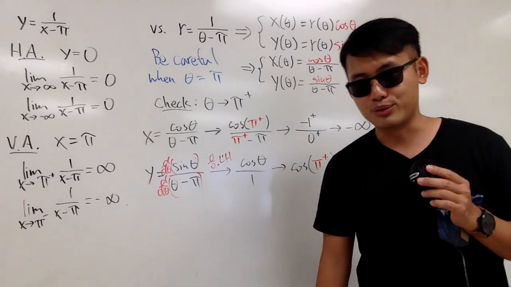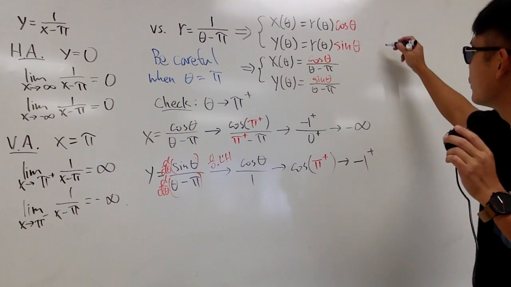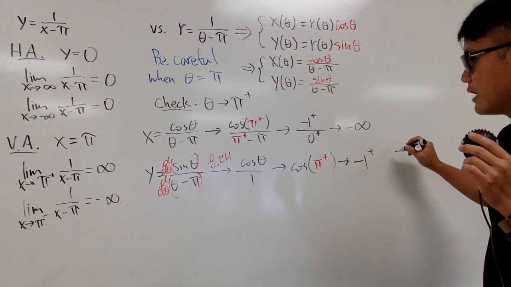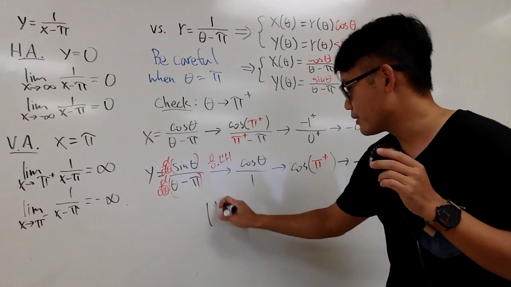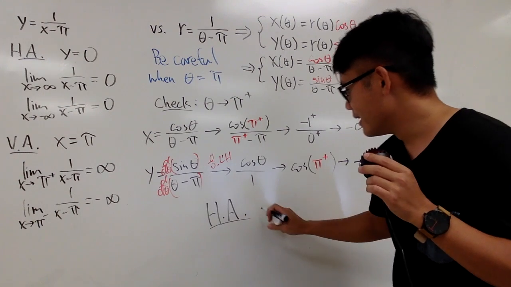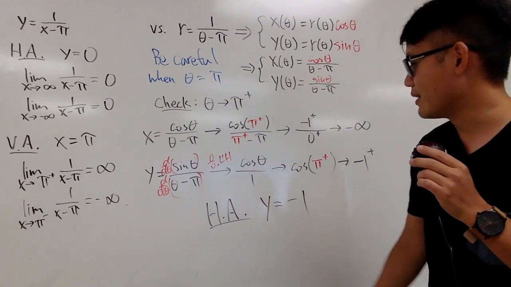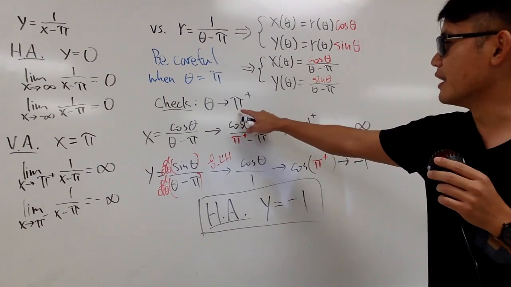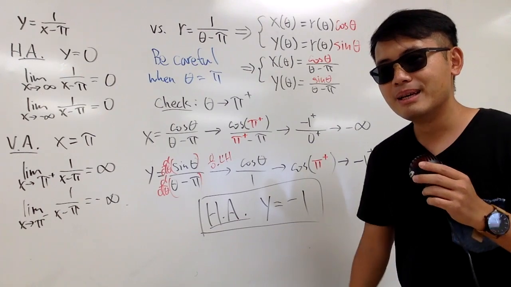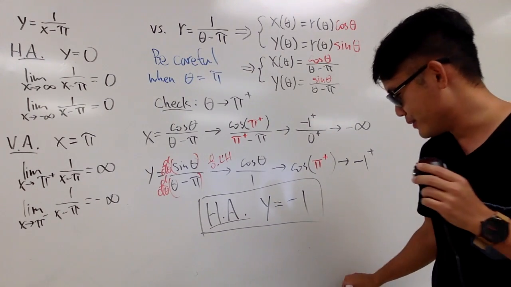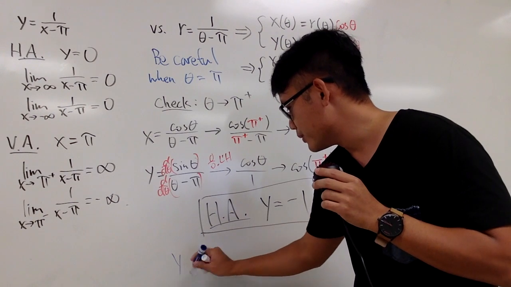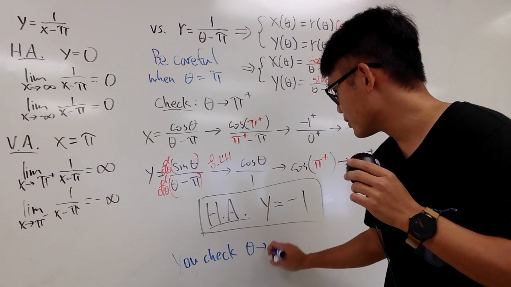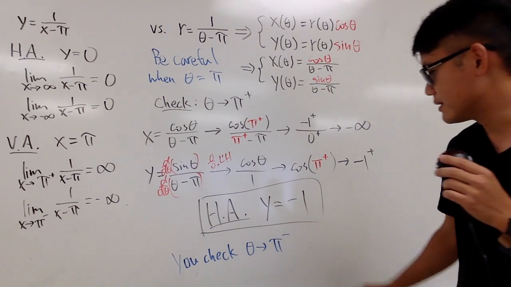So what is the conclusion? For this one right here, we do have a horizontal asymptote, and let me just write it down somewhere. Horizontal asymptote: y is equal to negative 1, right? And technically, you should also be checking pi minus. But I will leave that to you, okay? I'll just say you check theta goes to pi minus yourself.